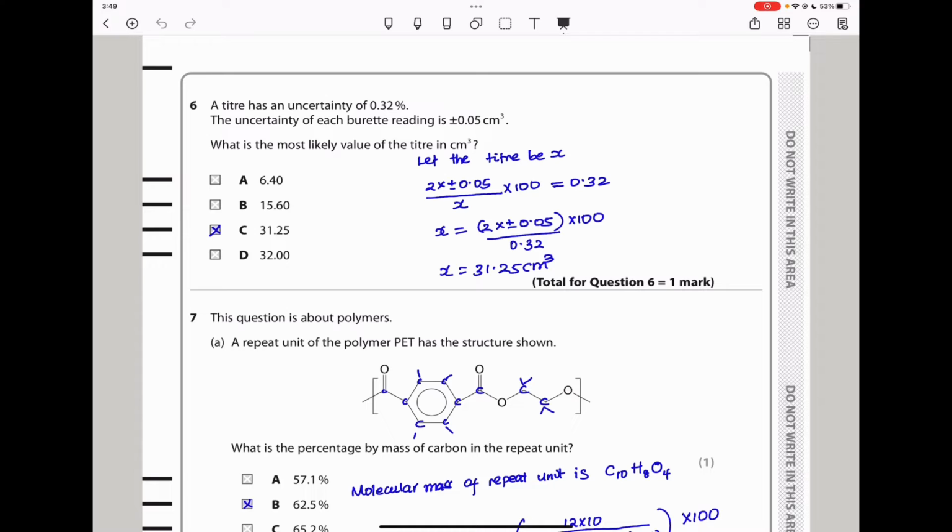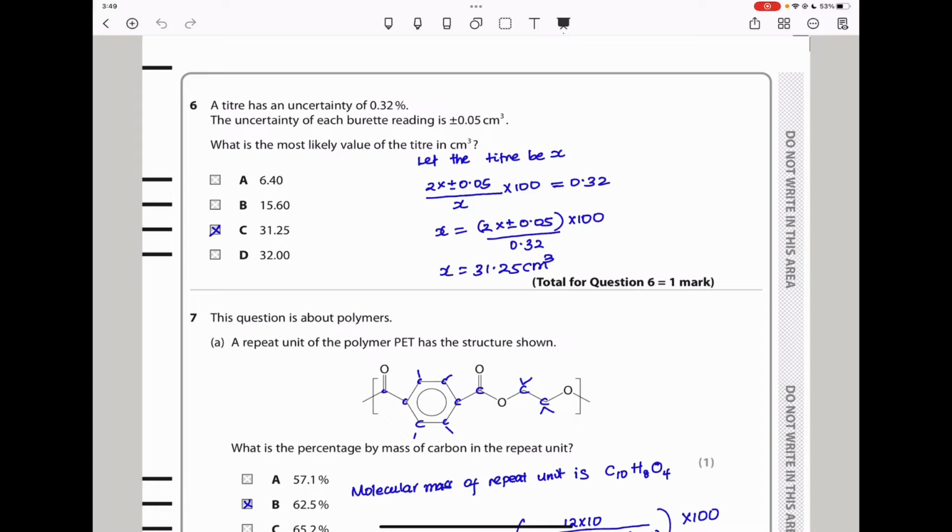Next, a titre has an uncertainty of 0.32%. The uncertainty of each burette reading is plus or minus 0.05. What is the most likely value for the titre in centimeters cubed? Now you remember here the titre, we do not know the titre, so I say let the titre be x. And when we are finding percentage uncertainty, we always say the measured value has to be the divisor. It has to be the one in the denominator.